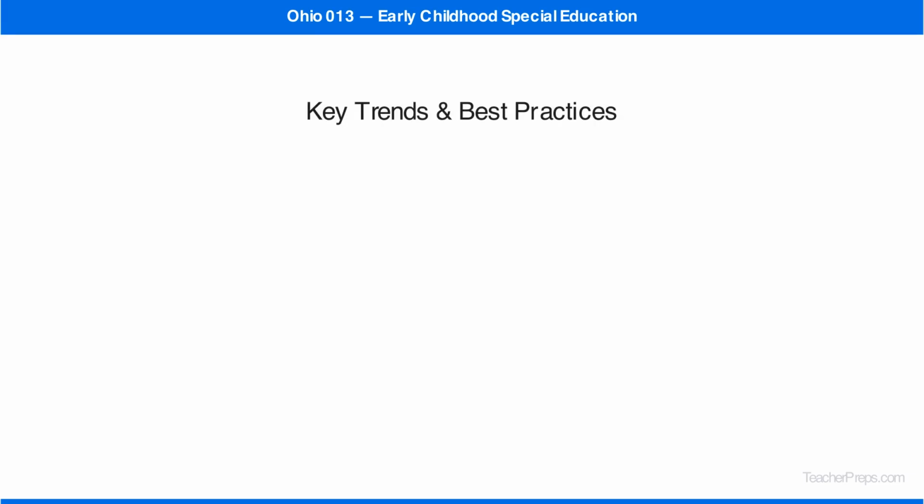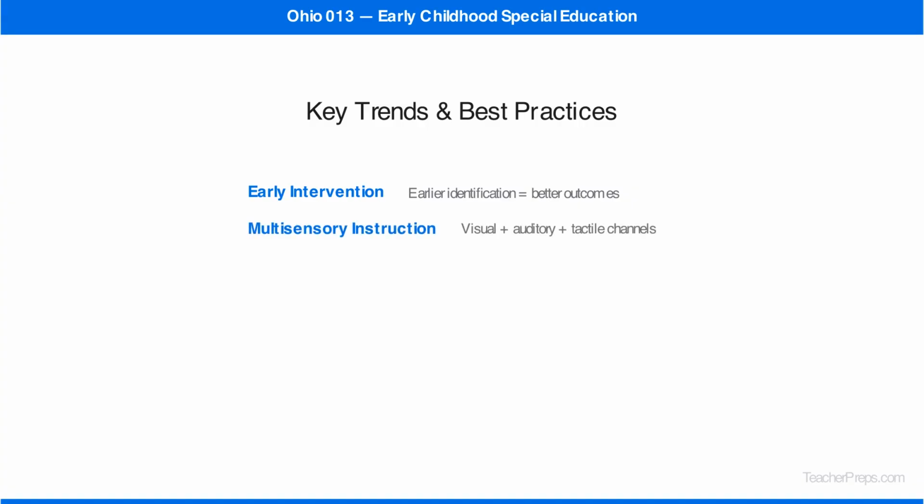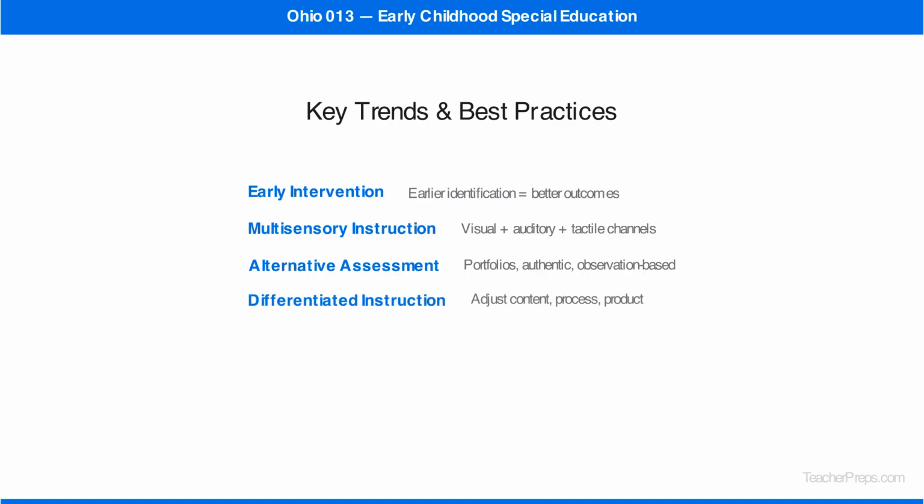Finally, know the key trends and best practices in early childhood special education. Early intervention is the principle that the earlier you identify and address a delay, the better the outcomes. Multisensory instruction engages multiple learning channels, visual, auditory, and tactile, to support children with different learning profiles. Alternative assessment moves beyond standardized testing to include portfolio-based assessment, authentic assessment, and observation-based evaluation. Differentiated instruction means adjusting content, process, and product to meet individual needs. And Universal Design for Learning, or UDL, builds flexibility into the curriculum from the start so that all children can access learning without needing retroactive modifications.